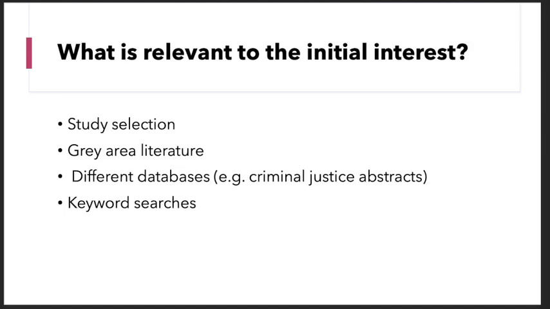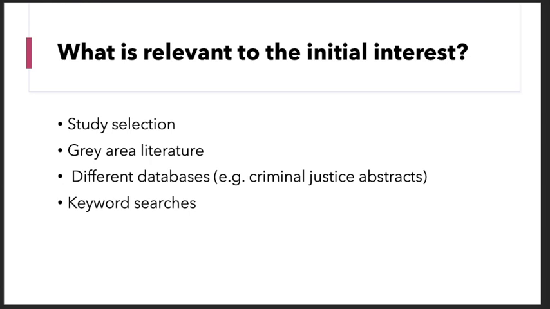The second stage is deciding what is relevant to the initial interest. So study selection should be driven, according to Noblit and Hare, by some substantive interest derived from comparison of any given set of studies. Searches for studies need not be exhaustive, because unless there is a substantive reason for an exhaustive search, generalizing from all studies of a particular setting yields trite conclusions.